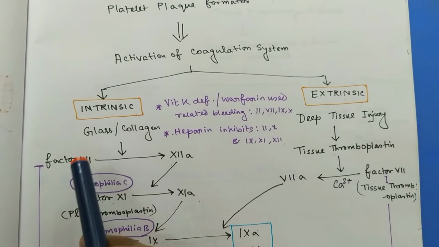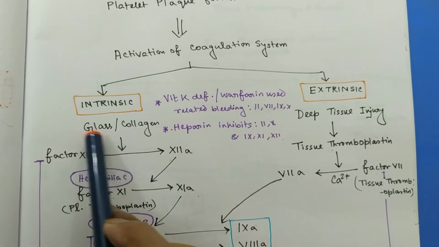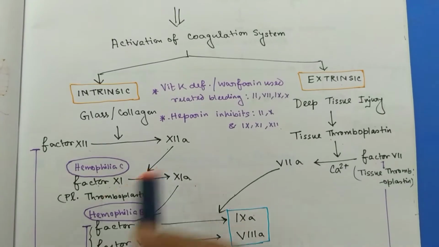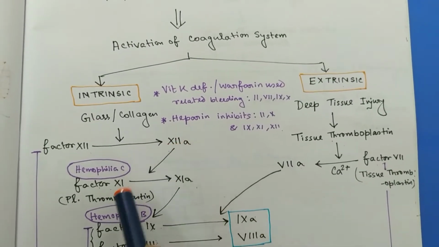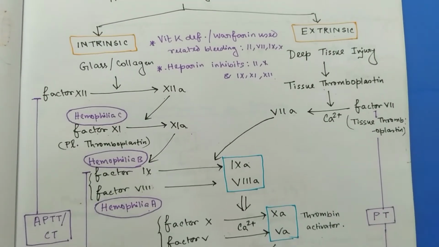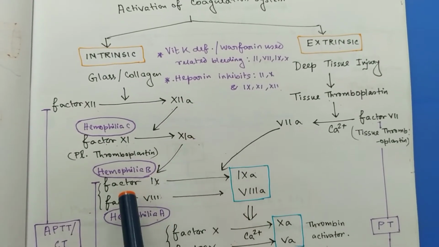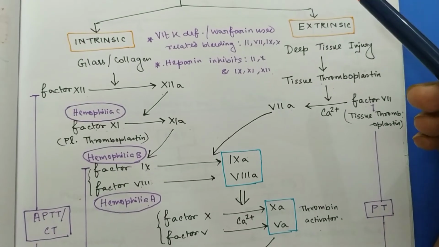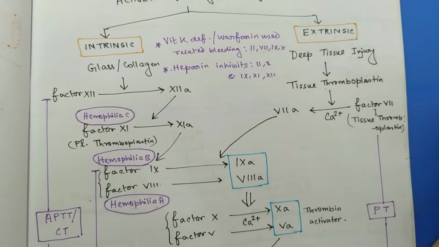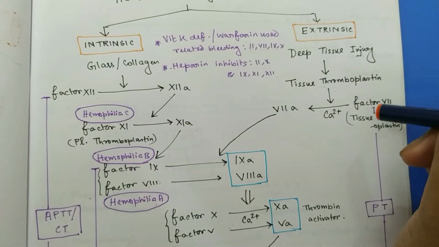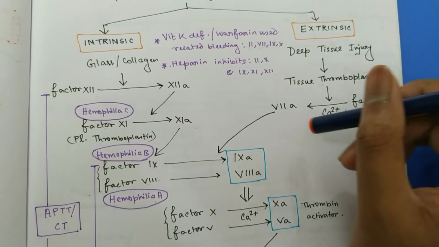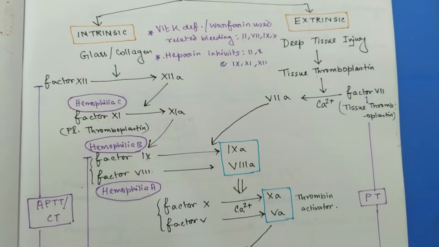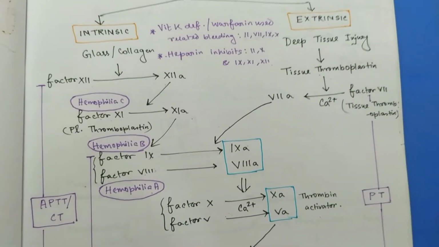Anyhow, in the intrinsic pathway, first factor 12 is activated by the glass surface or collagen, and this activated factor 12 now activates factor 11, and activated factor 11 will now sequentially activate factor 9 and 8. Similarly, tissue thromboplastin from deep tissue injury will activate factor 7, and this activated 7th factor will now activate factor 9 and 8, initiating the common pathway.